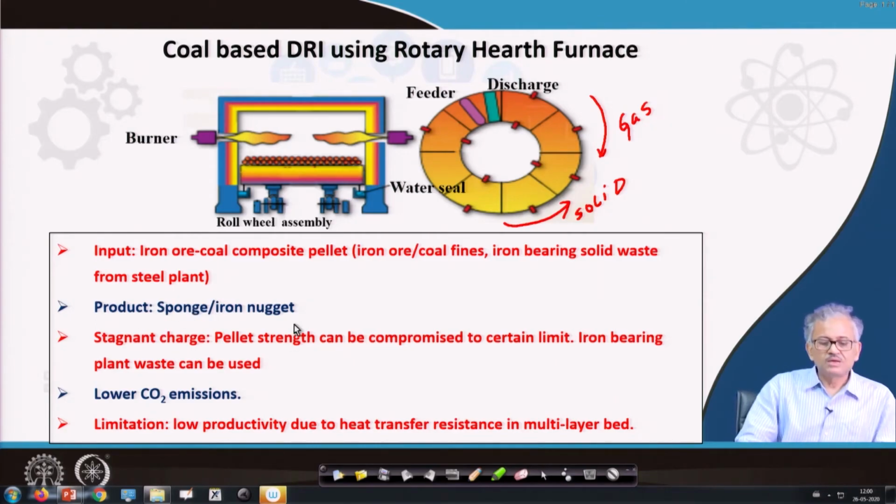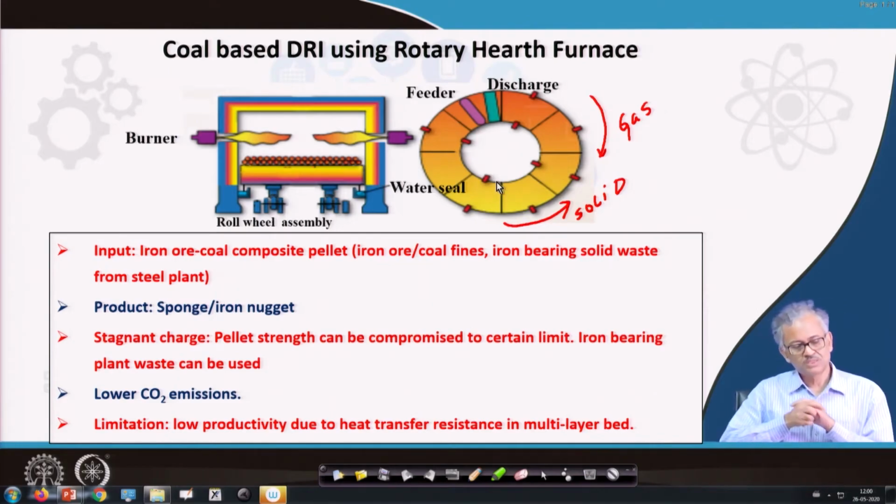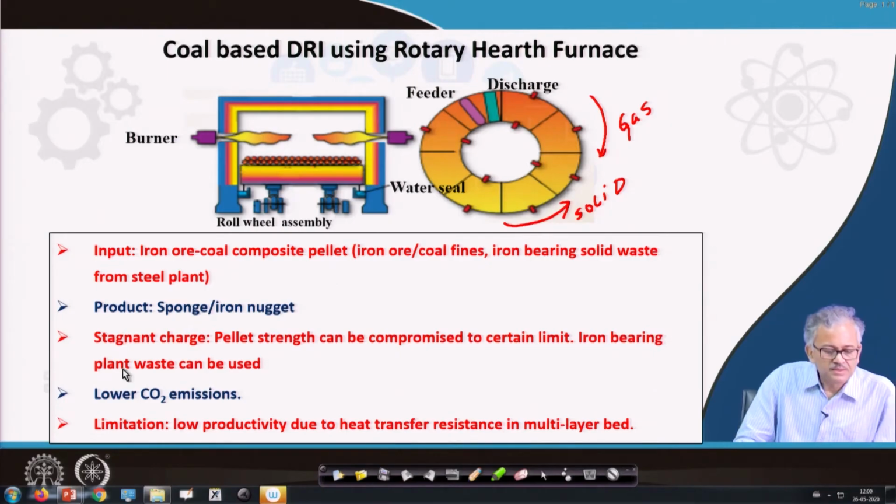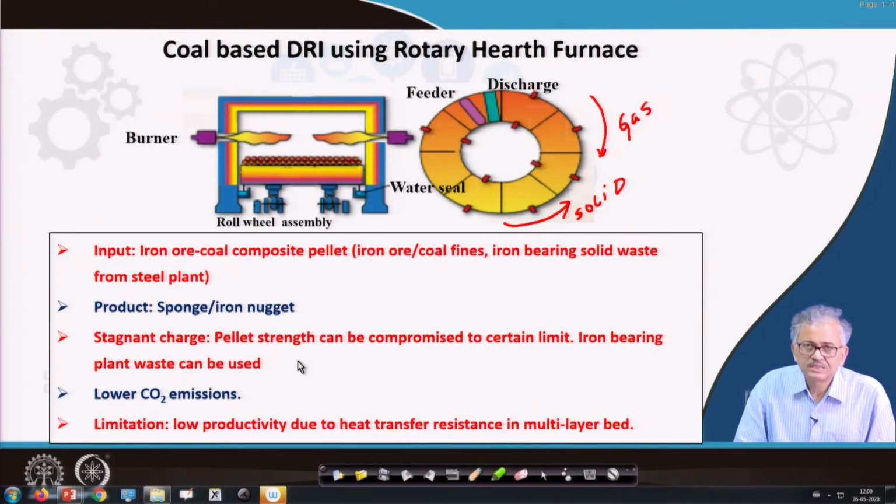So that requires a little higher temperature reactor zone, and also it is a little complicated process. That's why this process is at pilot scale for nugget formation, but not much on the commercial front. Iron nugget is forming, but the sponge iron is highly commercialized. The stagnant charge, as I said, is why you can compromise with the quality of raw material. Here also you can use any kind of raw material.